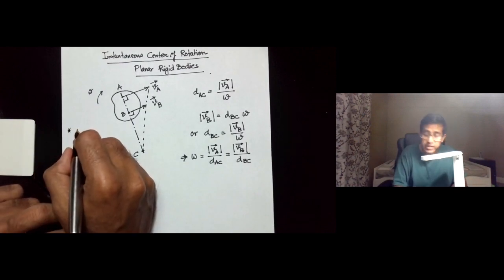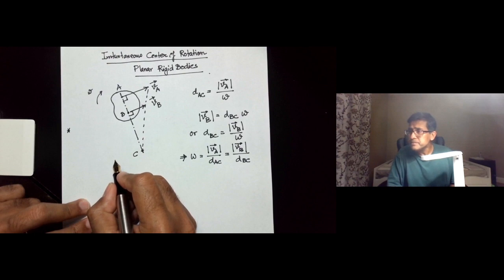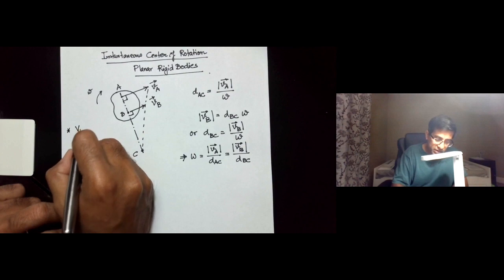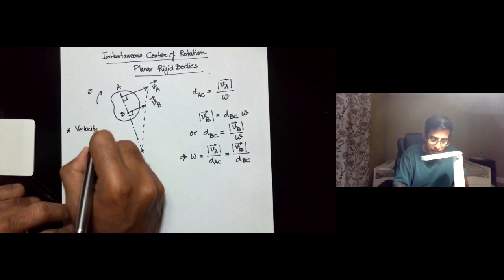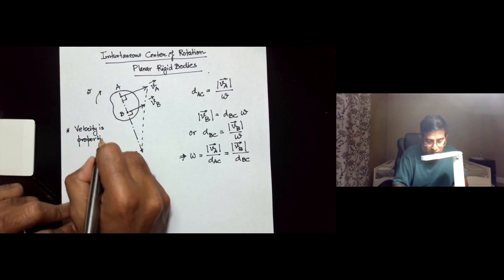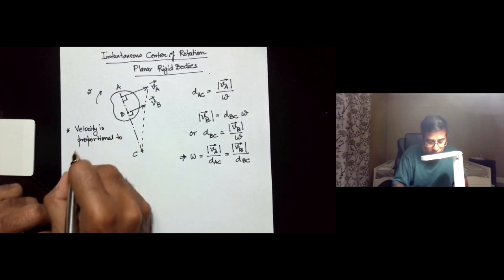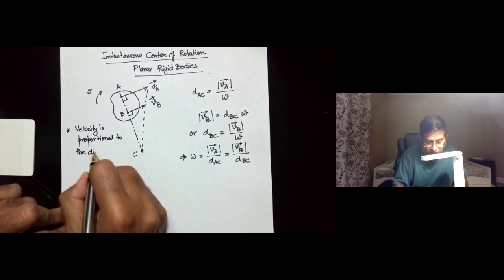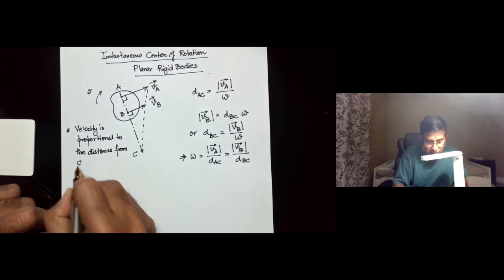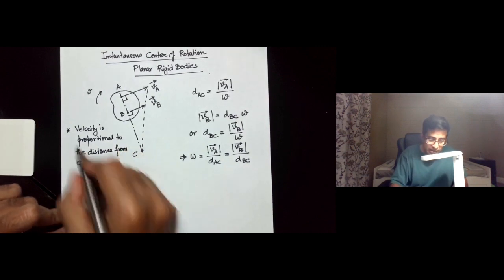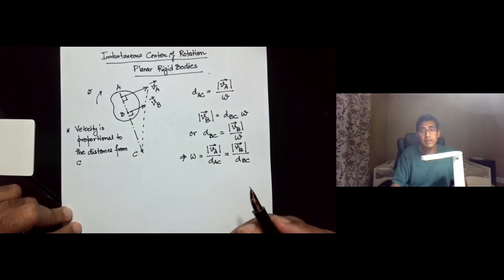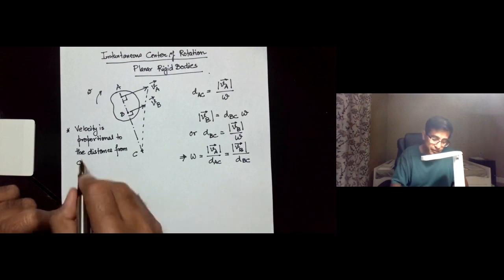And one thing that we observe here is that velocity is proportional to the distance from C, and clearly that automatically implies that the velocity is 0 at C, which is supposed to be the case. Okay.